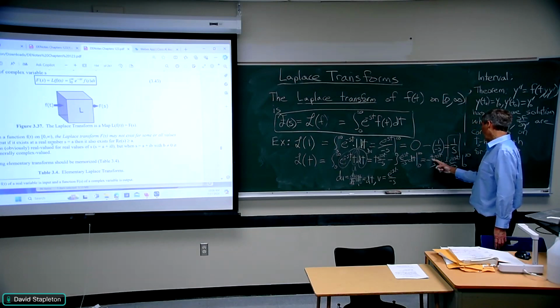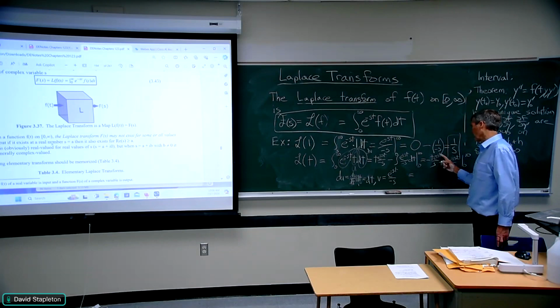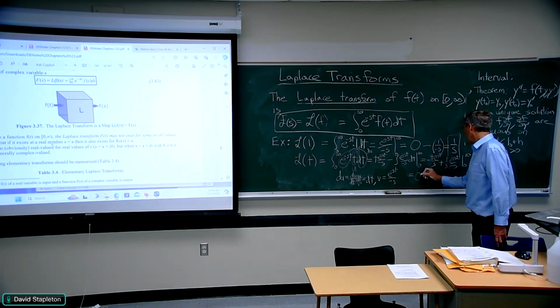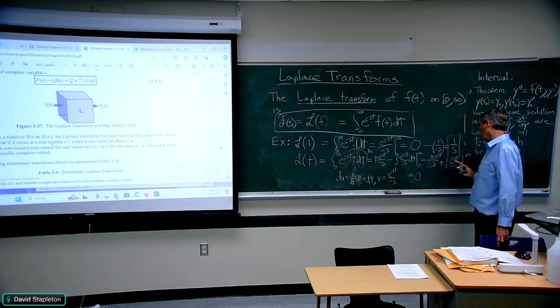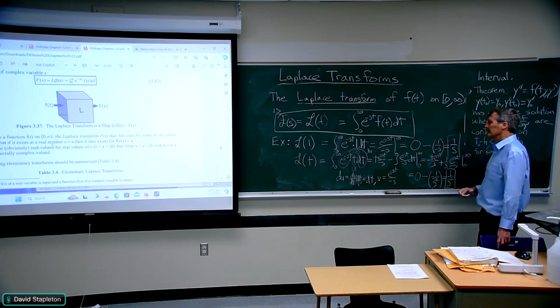So now we'll plug in infinity, and this one is 0 because the exponential decays faster than t increases. And this one is also zero, right? The e to the minus st goes to zero. And then we subtract off the value at zero. At zero, t equals zero makes this first term equal to zero, but this one is 1 over minus s squared, so minus 1 over s squared. And we get 1 over s squared for the Laplace transform of t.